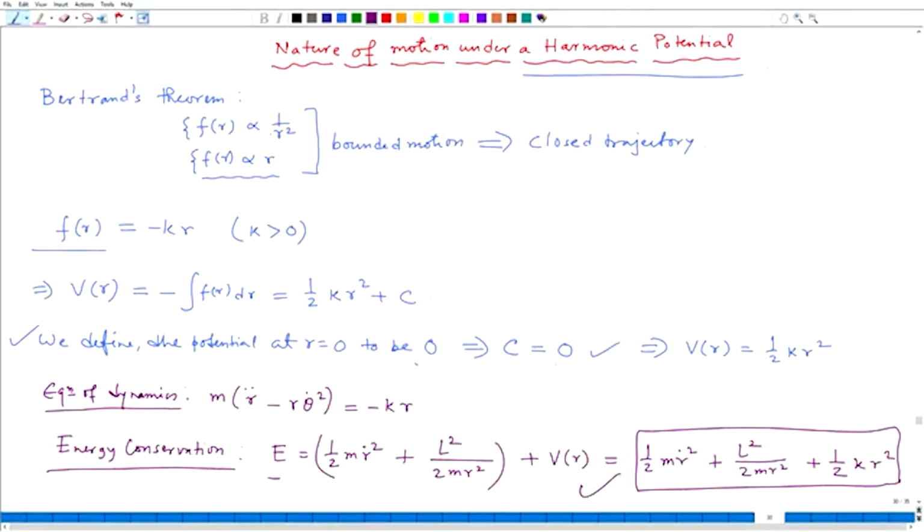When they are balancing each other, we say this is the case of zero total mechanical energy. Now, here there is no way that the total energy can be negative, because this is positive, and this is also positive from our definition, because k is also greater than 0. Okay. So, the first conclusion is that we cannot have any case of negative energy.